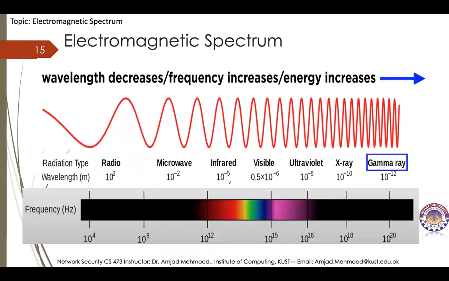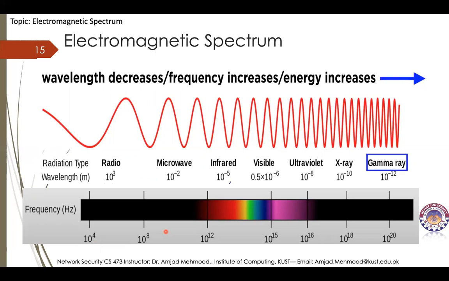You can see through this diagram that we have different kinds of waves available here. These are the radiation types: radio wave, microwave, infrared, visible, ultraviolet, X-ray and gamma. And here are the different wavelengths available, and here we have frequency. You can see that they are inversely proportional, so both are shown here, whichever you use.